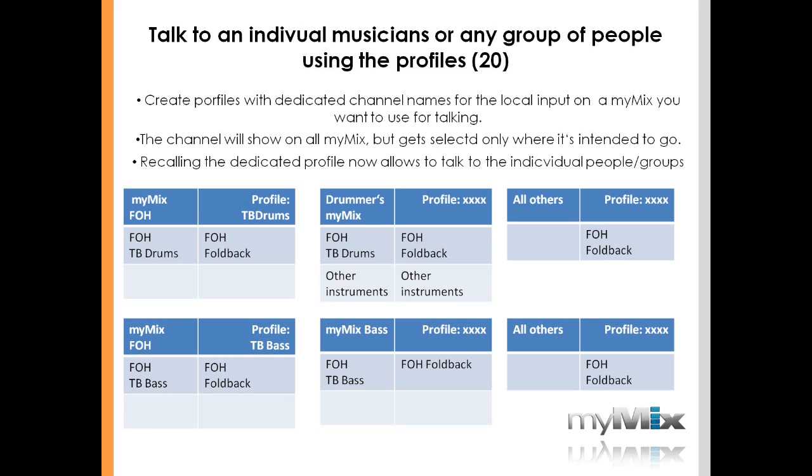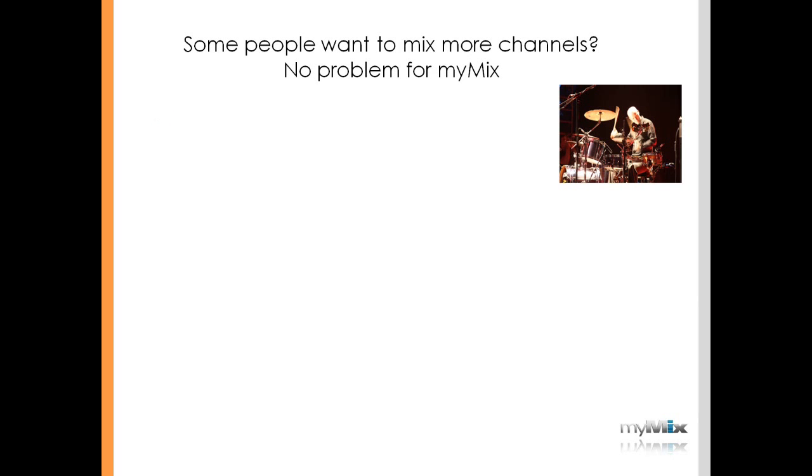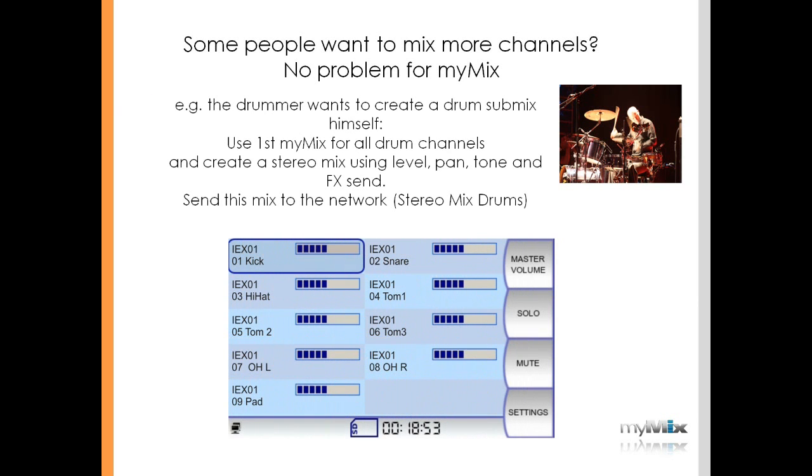From time to time, we get the request that people want to mix more than 16 channels. So that's not a problem with myMix. Let's say the drummer wants to create a submix for the band himself. So all he needs to do is take a second myMix, select all the drum channels, create a stereo mix using level, pan, tone and FX Sense, and send this mix back to the network.